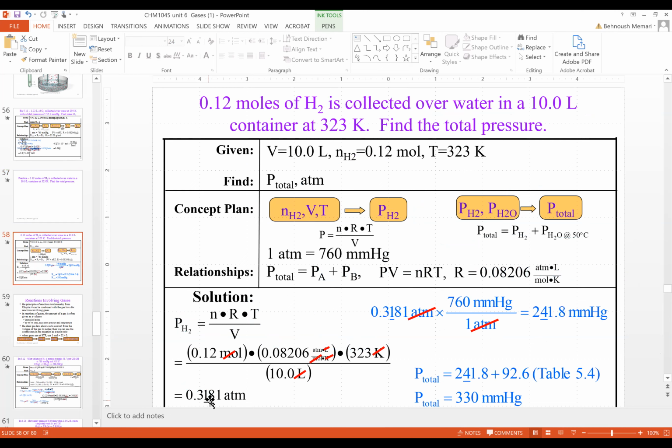So 0.318 is the atm for the pressure coming from H2. We convert that to millimeters of mercury, that's 241, plus 92.6, which is coming from the table. You add them together, 330 millimeters of mercury. This is the total pressure for the hydrogen collected.